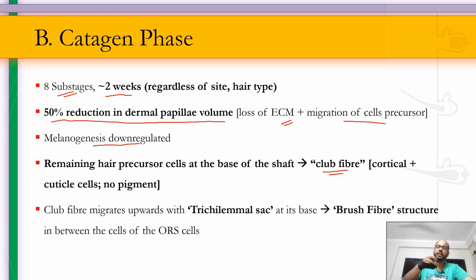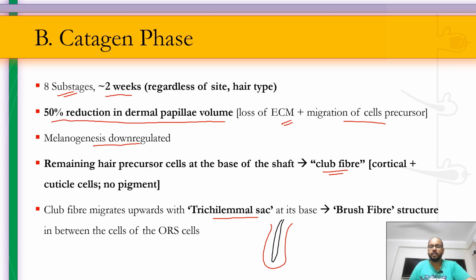The club fiber will gradually migrate upwards with the tricholemmal sac at its base. Now, what is tricholemmal sac? Remember that outer root sheath cell is also known as tricholemma. Okay. So when the hair follicle is moving upwards and pulling the dermal papilla, the remnants of that outer root sheath cell will collect at the bottom of the club fiber, and this collection will form a sac-like structure known as tricholemmal sac.